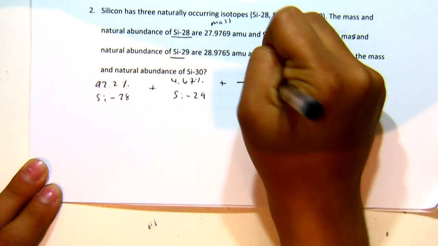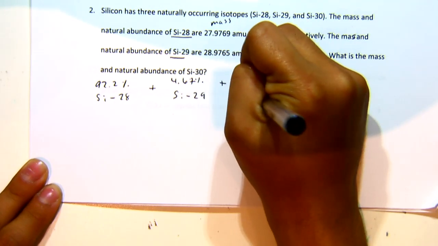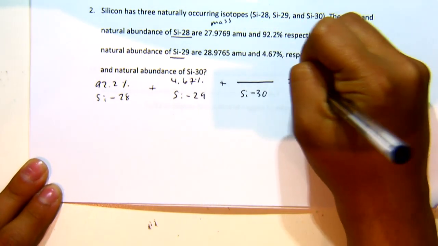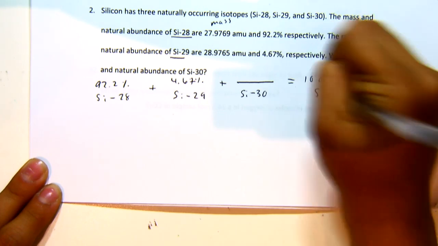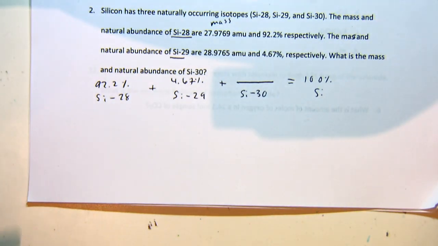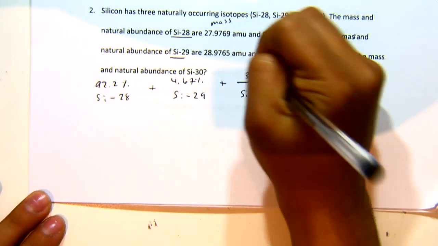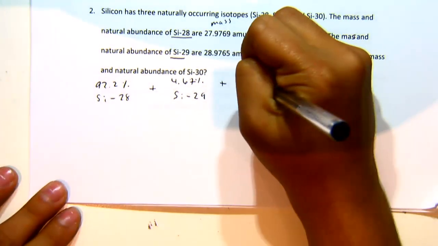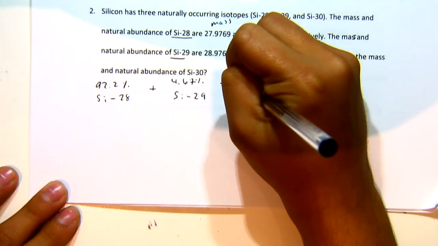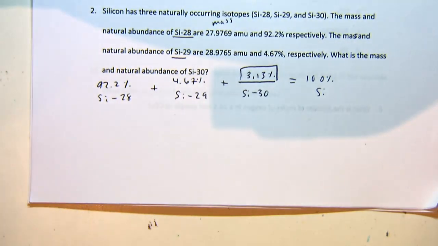then our missing percentage for silicon 30 is going to have to make the total equal 100% for silicon. So once you rearrange that and subtract what you added from 100%, that'll give you, I don't have another color pen, but 3.13% for silicon 30, which is what you need to figure out now, what the natural abundance would be.